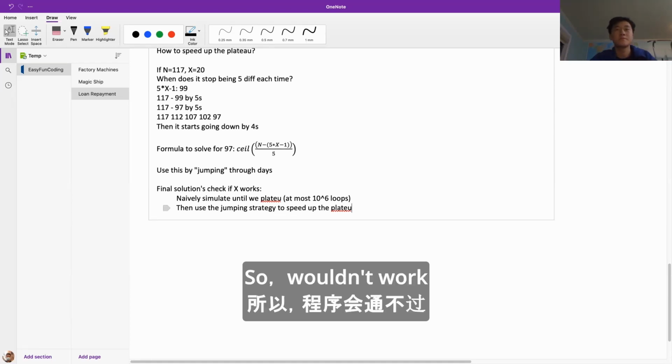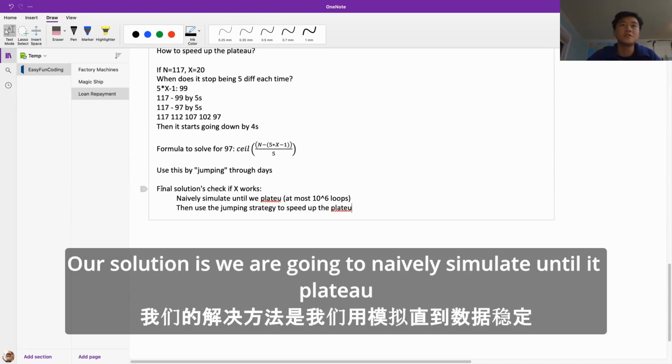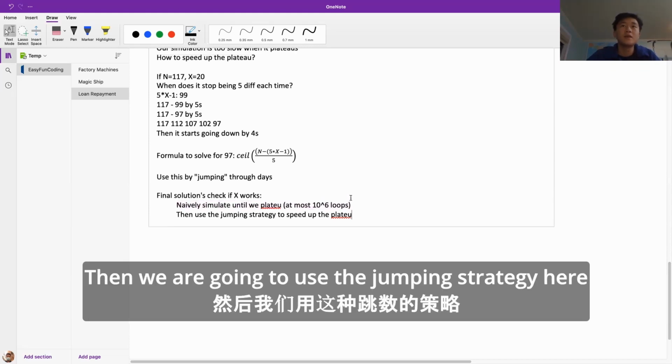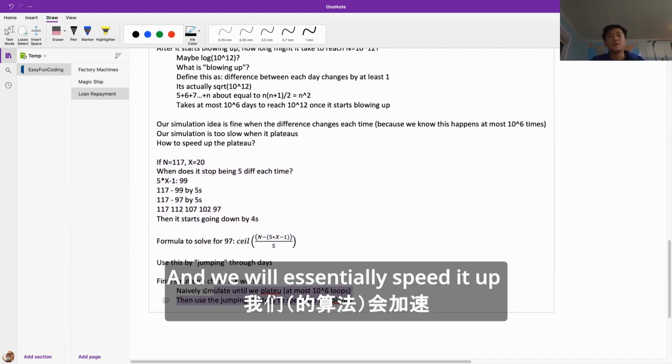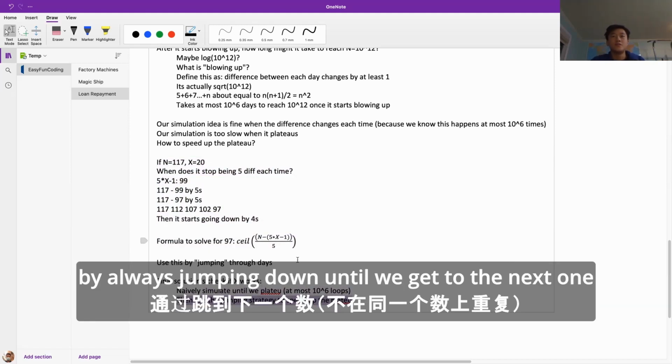But anyway, so our final solution check is we're going to naively simulate until we plateau. Then we're going to use this jumping strategy here. And we're essentially going to speed it up by always jumping down until we get to the next one.